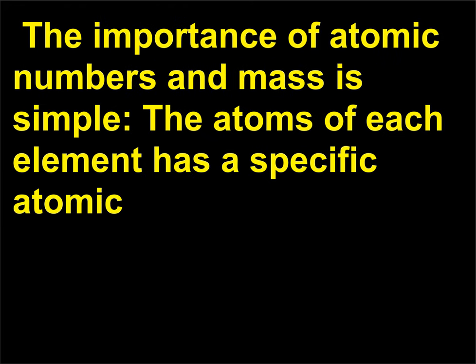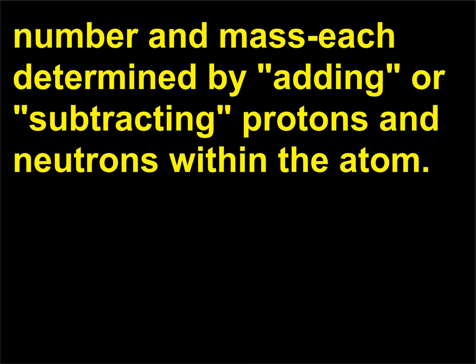The importance of atomic numbers and mass is simple. The atoms of each element have a specific atomic number and mass, each determined by adding or subtracting protons and neutrons within the atom.